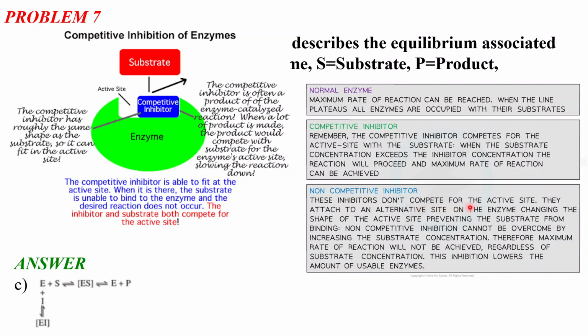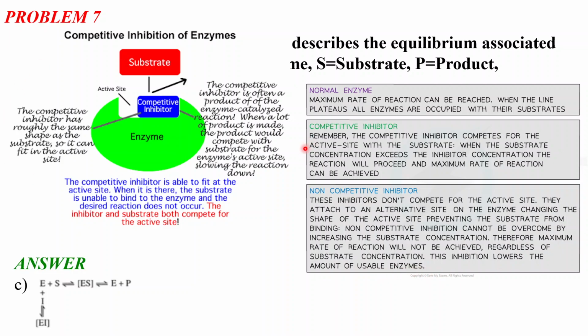These inhibitors don't compete for the active site. They attach to an alternative site of the enzyme, changing the shape of the active site and preventing the substrate from binding. Non-competitive inhibition cannot be overcome by increasing the substrate concentration. Therefore, the maximum rate of the reaction will not be achieved regardless of the substrate concentration. This inhibition lowers the amount of usable enzymes.